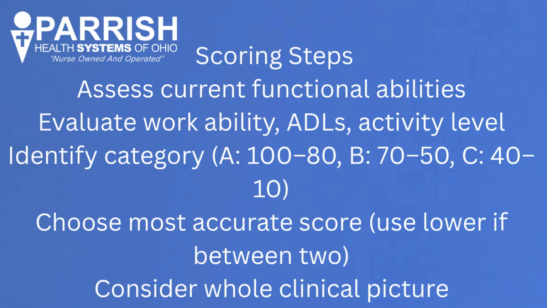To score a patient accurately, begin by assessing their current functional abilities, including work capacity, activities of daily living, and overall activity level. Use these findings to identify the correct category: A, 100 to 80%, B, 70 to 50%, or C, 40 to 10%, and select the most accurate score within that range, choosing the lower value when the patient falls between 2 levels. Throughout the process, consider the entire clinical picture rather than isolated observations to ensure the score truly reflects the patient's functional status.